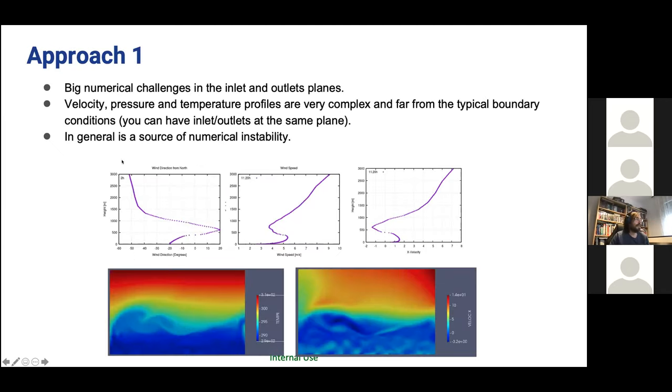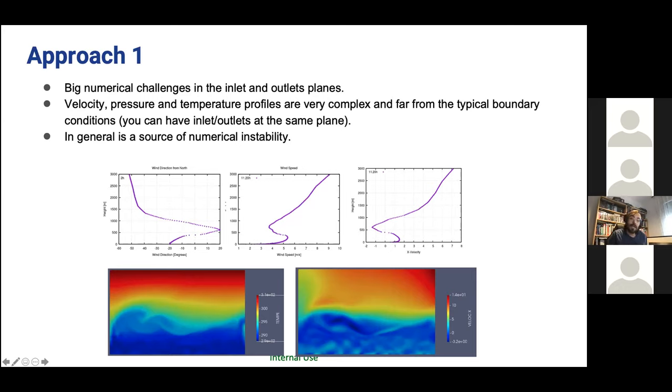This is the plane, and you can see some profiles as well. So these are some profiles here in order that you get a better understanding. This is for the wind direction, for the wind speed, and for the particular velocity in the streamwise direction. And you can see that you have negative velocity. So the profile enters, goes outside the domain and enters the domain.